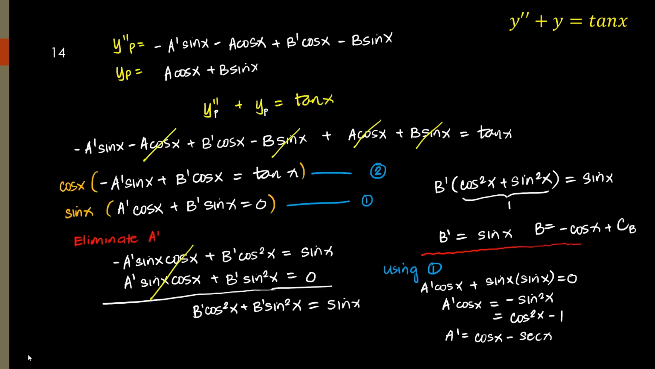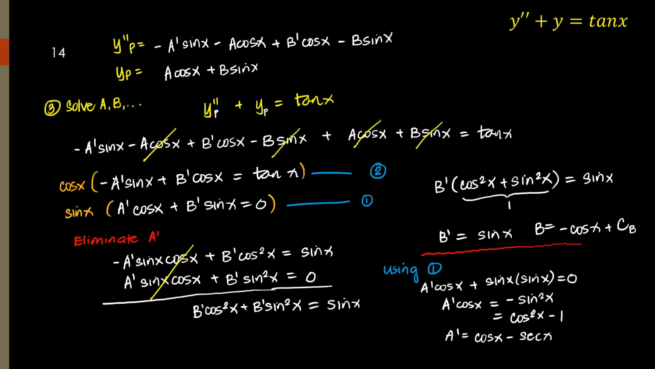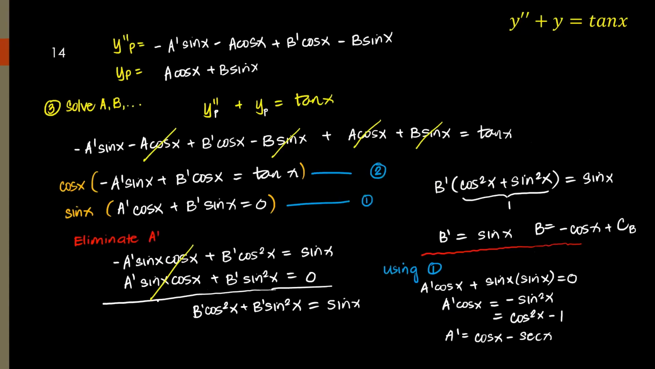Now, this is actually what you call your step number 3, solving for a, b, and so on. And then what's your step number 4? Step number 4, y is equal to y of c plus y of p. Now, what is your y of c? Let's go back. Your y of c is here, at the bottom: c1 cos x plus c2 sine of x.